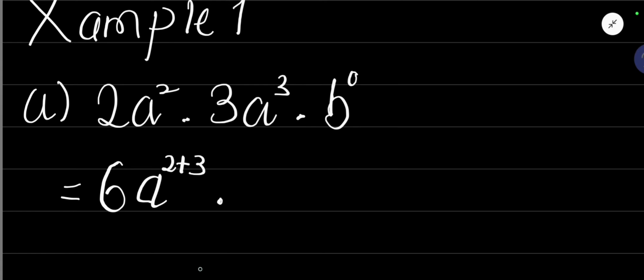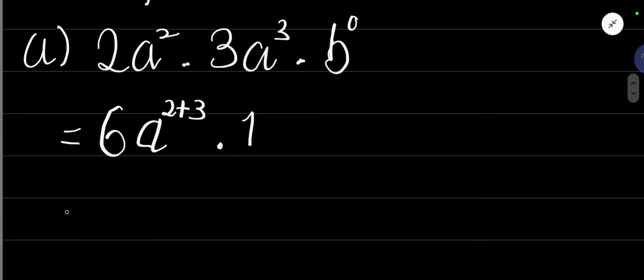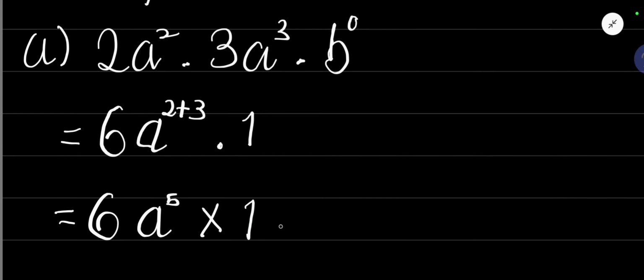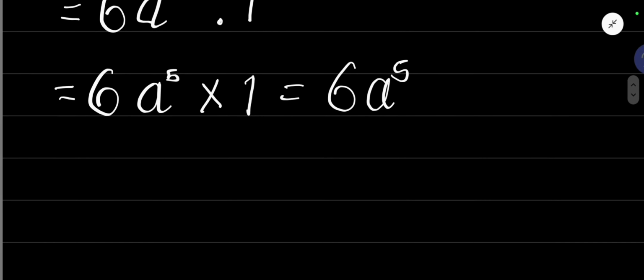Then times this b exponent 0. We had a rule earlier on, a definition, saying anything to exponent 0 is 1. Then your answer will simply be 6a exponent 2 plus 3, which is the same as 5, times 1. And this is the same as 6a exponent 5. Let's do b.